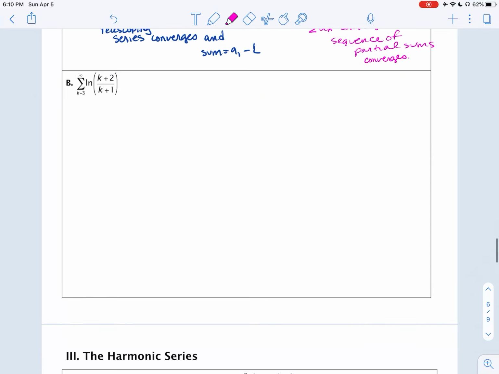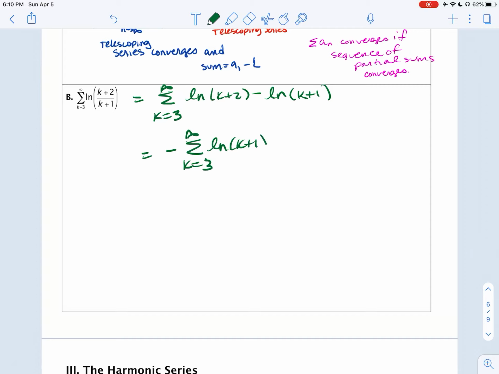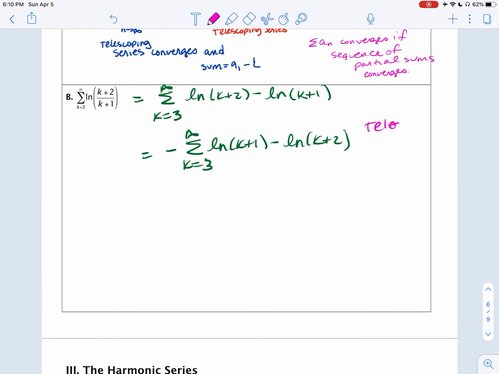We have a second one that I might let you guys play with. Hint, we do have that this is going to equal the sum from k equal to 3 to infinity of ln of k plus 2, take away the ln of k plus 1. And we could factor out the negative 1. Remember, we've got a constant. So we can say that this is equal to negative the sum from k equal to 3 to infinity of ln of k plus 1, take away the ln of k plus 2. So we do take the form of a telescoping series.